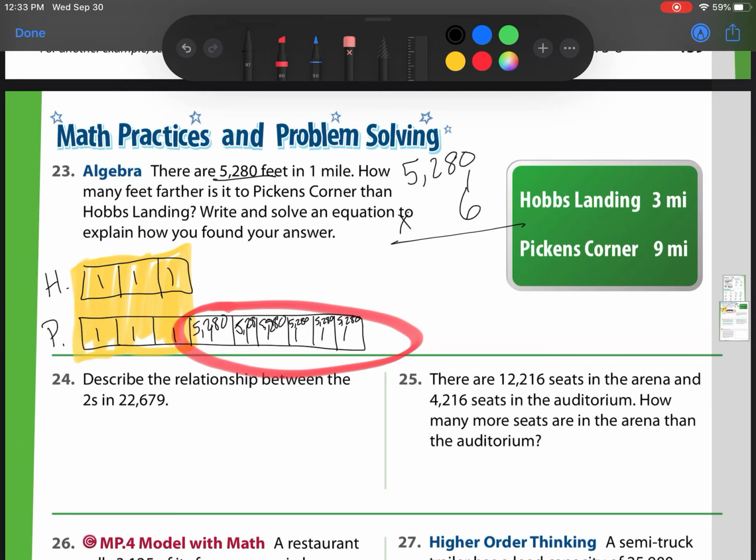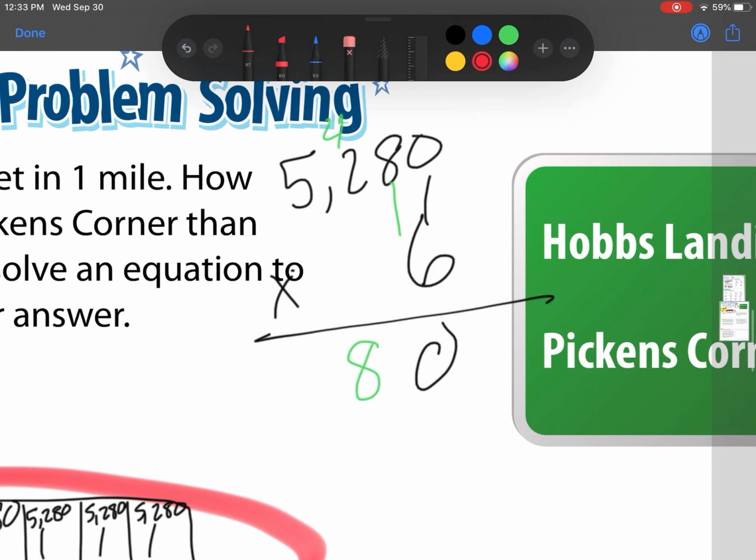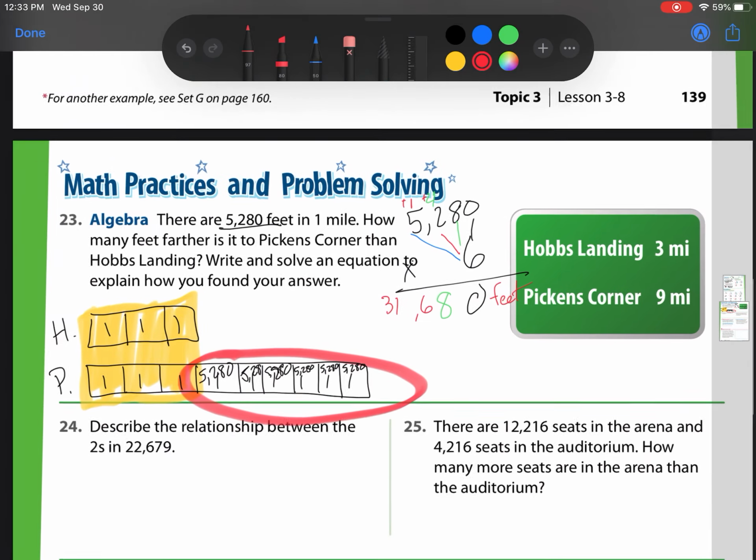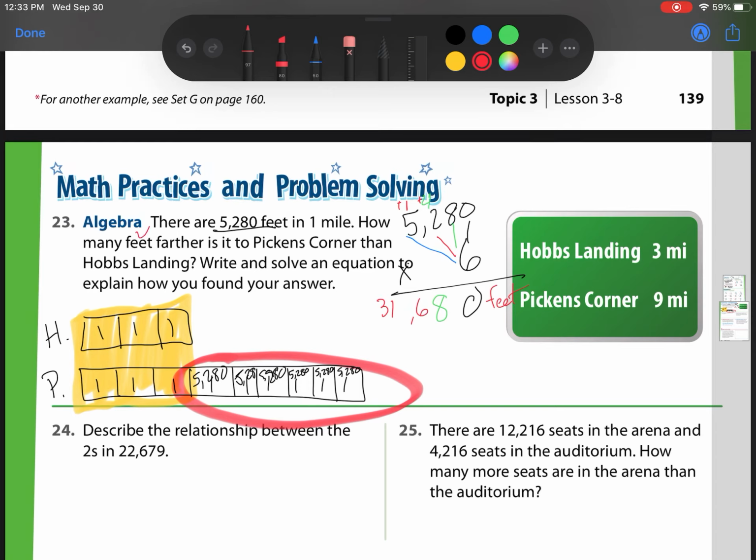6 times 0 is 0. 6 times 8 is 48. Regroup that 4. 6 times 2 is 12, plus 4 is 16. And lastly, 6 times 5 is, but I did not regroup when I said 16. I need to put that up there. 6 times 5 is 30, plus 1 is 31. So this is how many feet more it is. So I've done it. I've done feet.